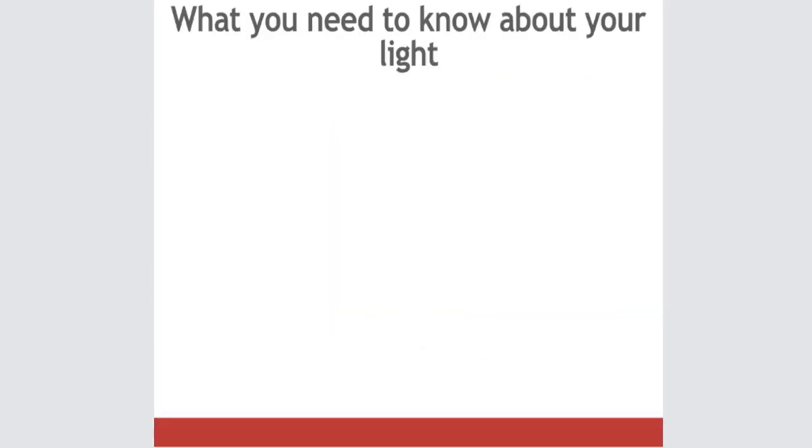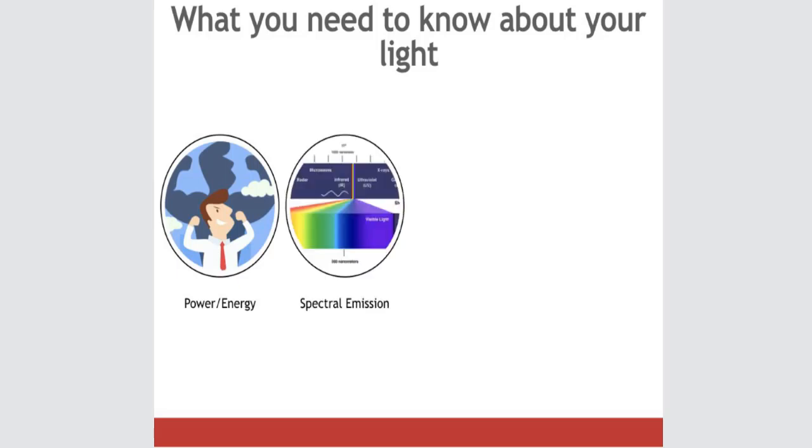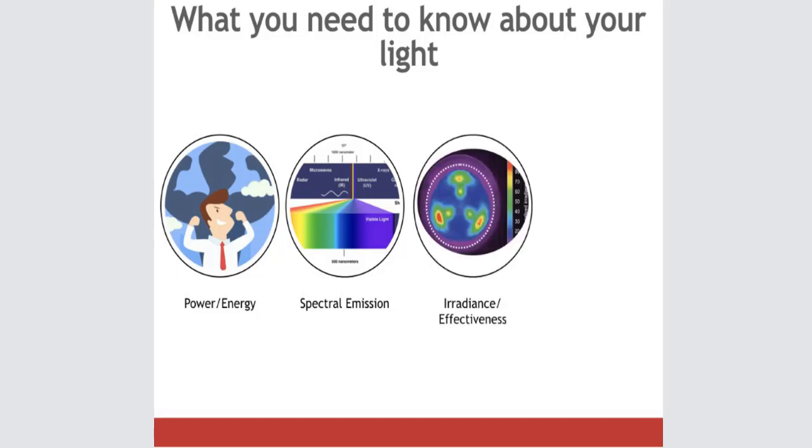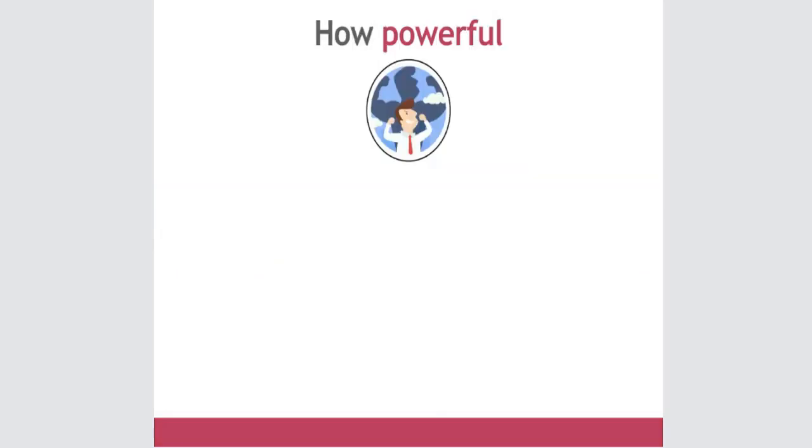So what do you need to know about your curing lights? Well, you need to know how much power or energy your curing light's emitting. You need to know about the quality of the spectral emission. I know your spectral emission is all between 400 and 500 nanometers because it's blue, but what's the quality of that spectral emission? And then we have to understand our irradiance or effectiveness of our light, and we'll talk a little bit about that. And then we're going to talk a little bit about tip size and what you should look for in a light in regard to tip size.